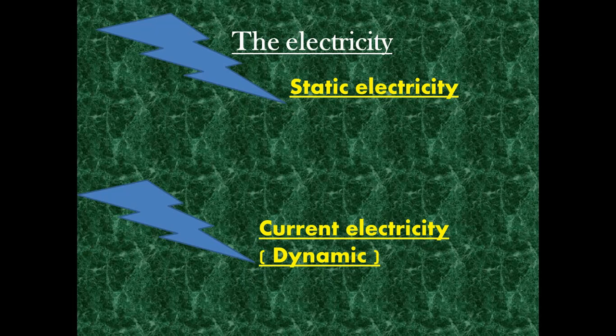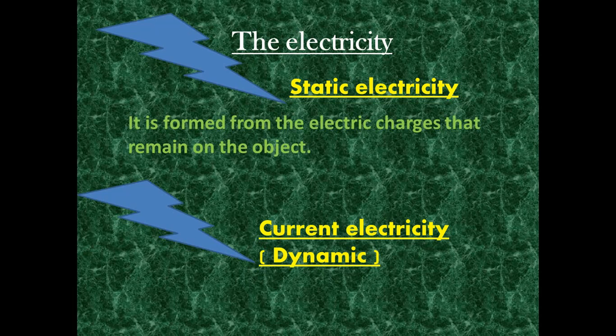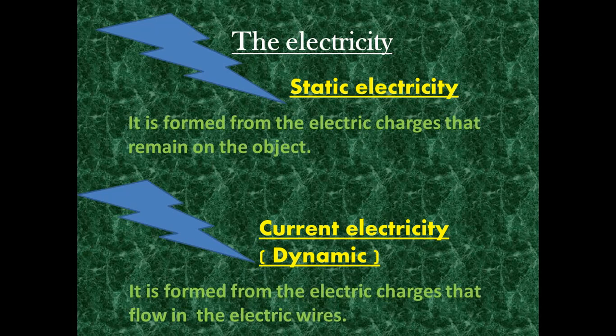What is the meaning of each one of them? Static electricity is the type of electricity that is formed from the electric charges that remain or stay on the object. But current electricity or dynamic electricity is formed from the electric charges that flow or move in the electric wires.